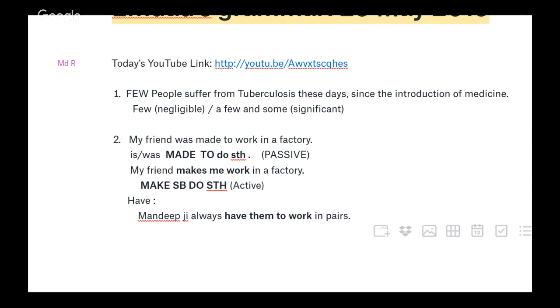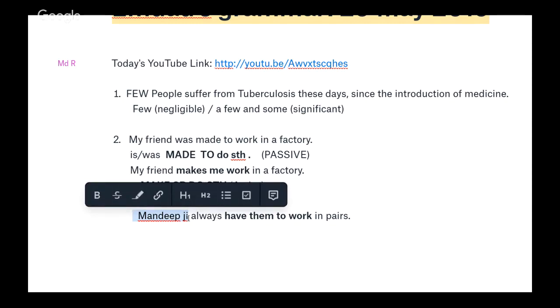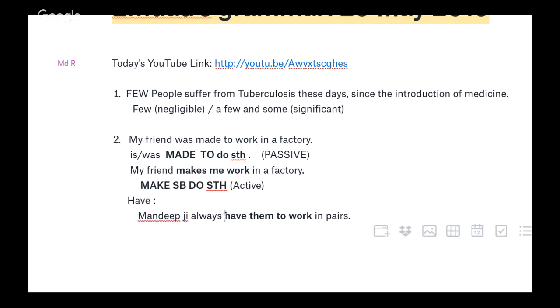Now you tell me, who is doing this activity? Who is making them work in the pairs? Subject is there, isn't it? So this is active voice. Like I said, Chiki made him. So Chiki, the subject was there, yeah? So this is active voice. Mandeep ji always have them to work in pairs. So this is active voice. So the structure for active voice is not to. This sentence is wrong. So to is removed.